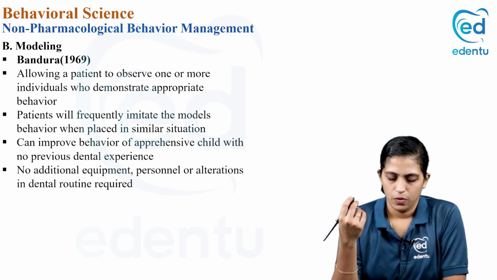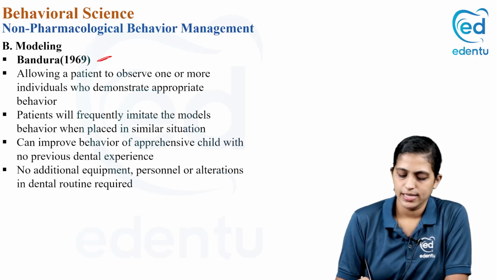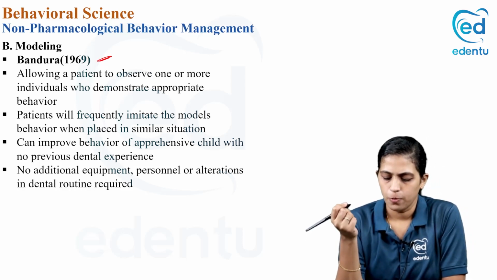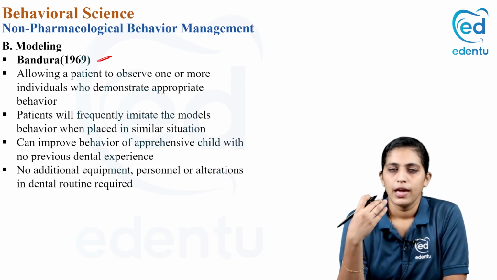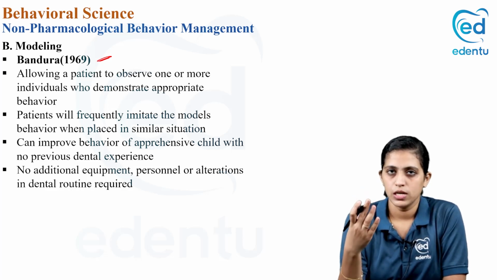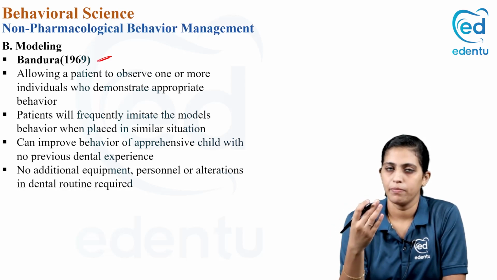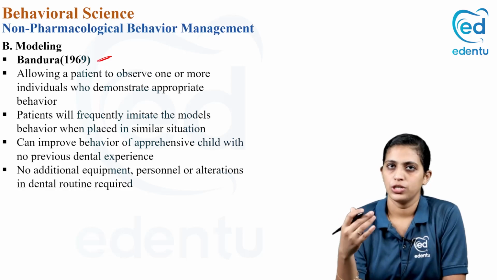Next, we are going into modeling, which is the next type of behavior shaping. This was proposed by Bandura in 1969. It is allowing a patient to observe one or more individuals who demonstrate appropriate behavior. So here we let the child patient observe and imitate another patient or their own parents. If the parents are patients, we can make them a model, or if they are elder siblings or any good patient. So if the child observes the behavior of another person, he or she tries to imitate.